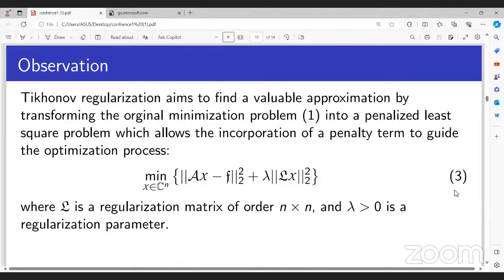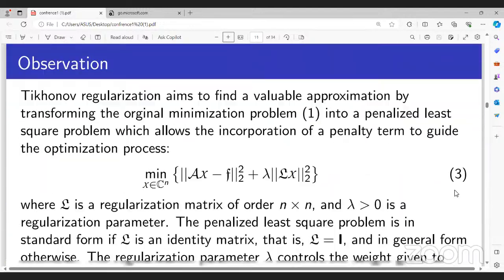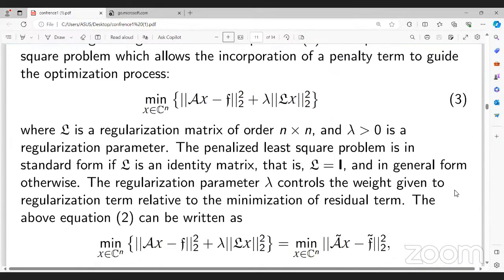Now we have to find x in Cn that minimizes this problem: the minimum over x in Cn of the norm of Ax minus f squared plus lambda times the norm of Lx squared, where L is a regularization matrix of order n cross n, and lambda is a regularization parameter. The penalized least squares problem is in standard form if L is the identity matrix, and in general form otherwise. The regularization parameter lambda controls the weight given to the regularization term relative to the minimization of the residual term.